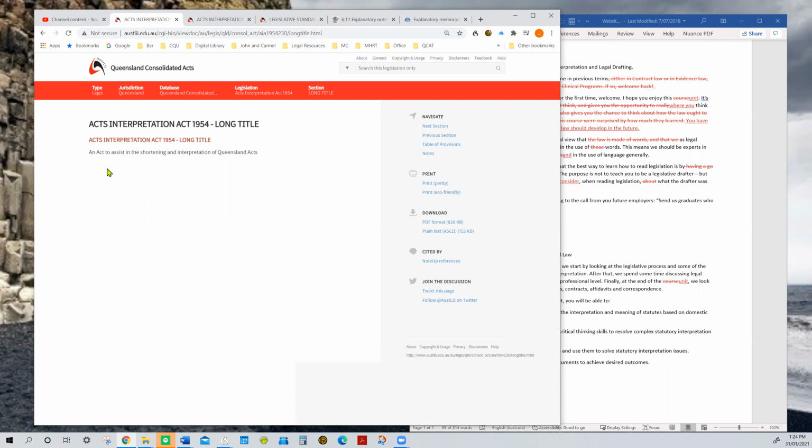Now, that may not be apparent just yet, but you'll need to identify what's in this Acts Interpretation Act with a great deal of detail so that you will be alive to when it comes into play in other interpretation. And the other thing is it's designed to assist in the interpretation of Queensland Acts. So it has that dual purpose.